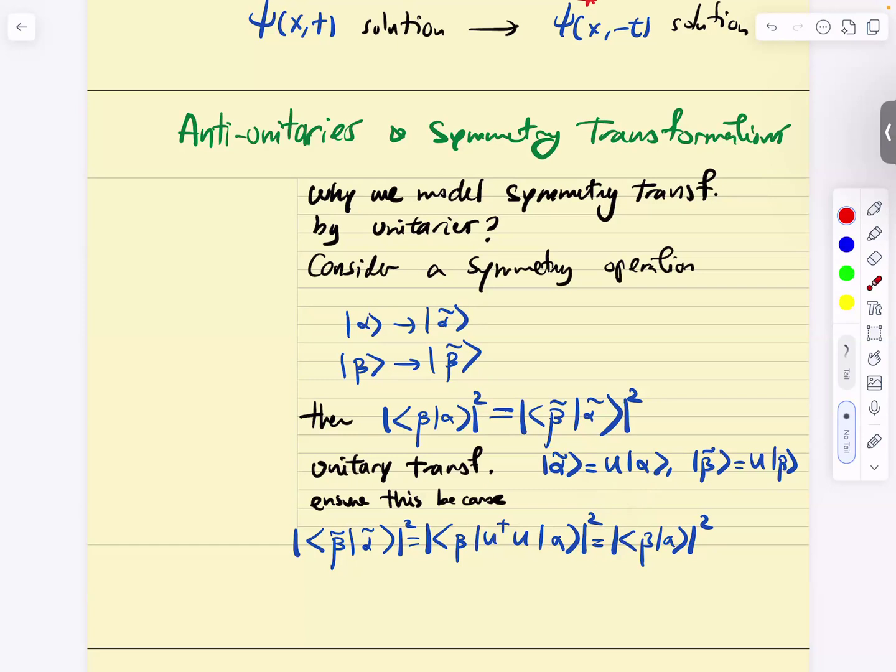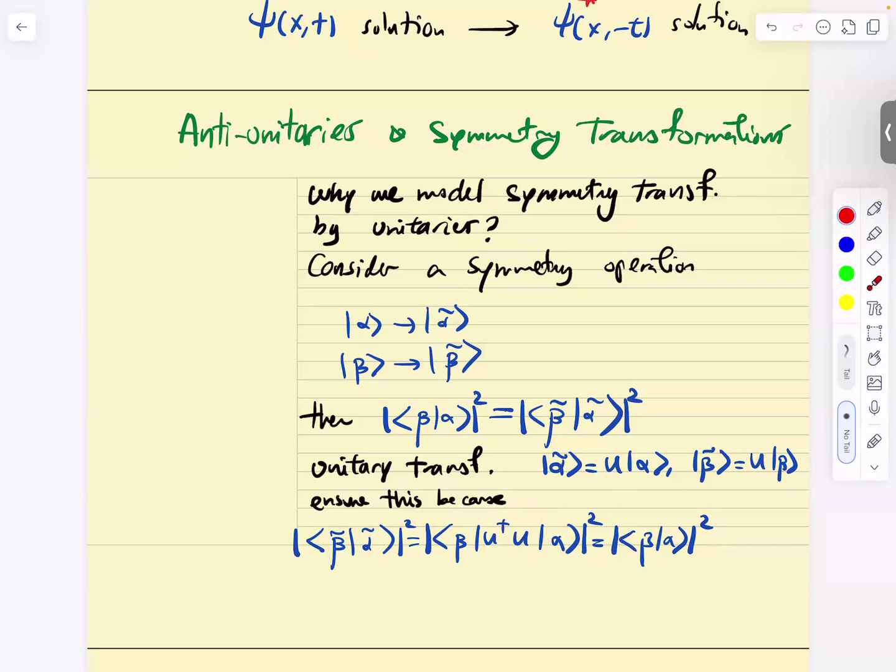So if you model symmetry transformations with unitaries, that's guaranteed. How? Well, alpha and beta are acted upon by a unitary. The overlap after the transformation is alpha, u dagger u, beta sandwiched in between, but u dagger u is identity for unitaries, therefore the probabilities are preserved.